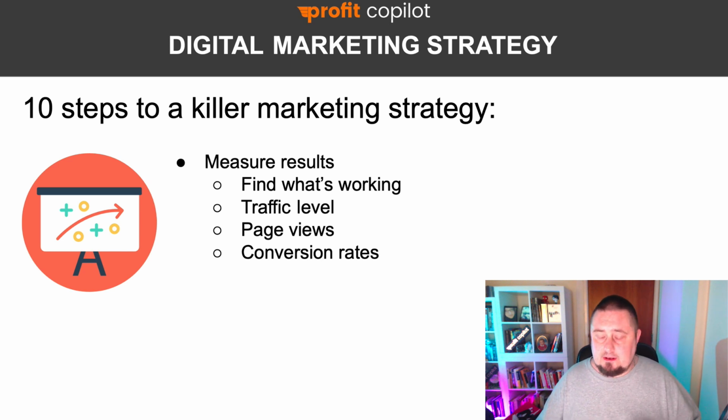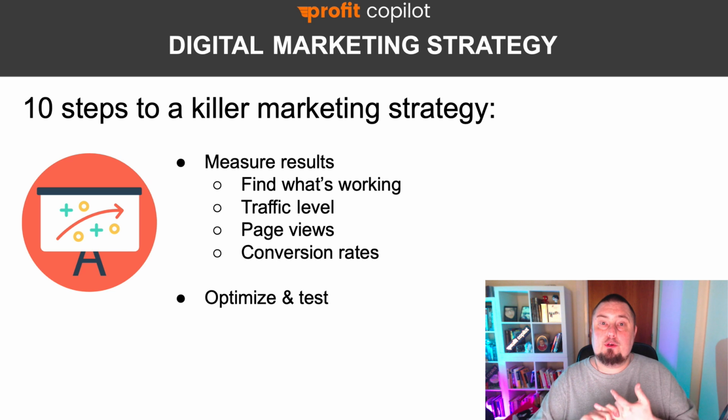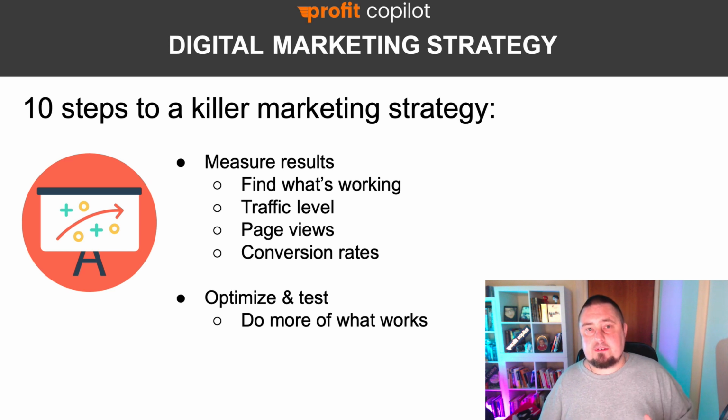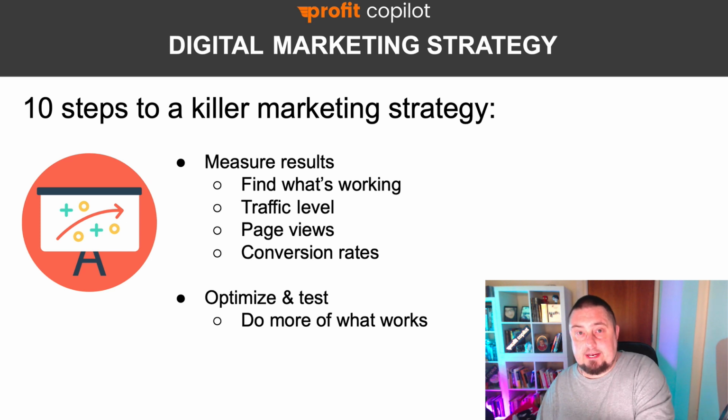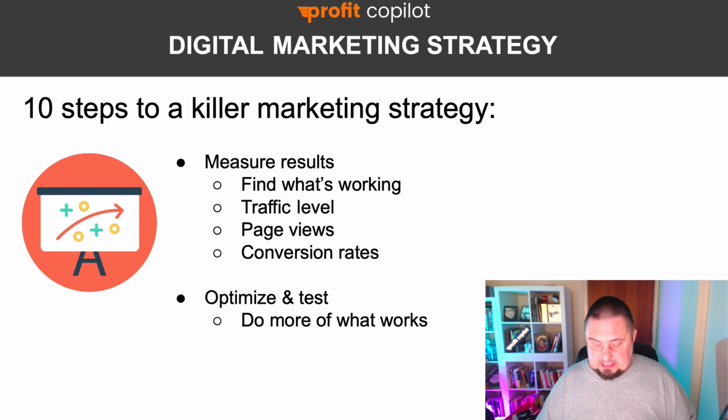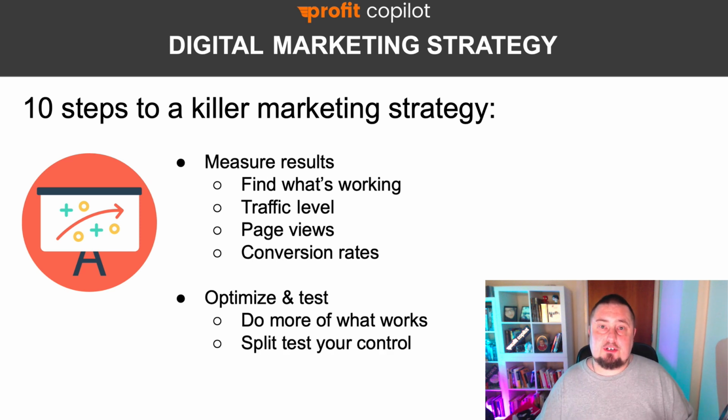Once you have an idea of your traffic level, your page views, and your conversion rates, then you optimize and you test. So we don't want to just sit back and be complacent about things. We want to grow our business, right? And the best way to do that is to do more of what works. So we've looked at the results, we've found out what's working and why it's working, and then we do more of that. So we optimize it. So we create more of that type of content, and we also split test your controls.